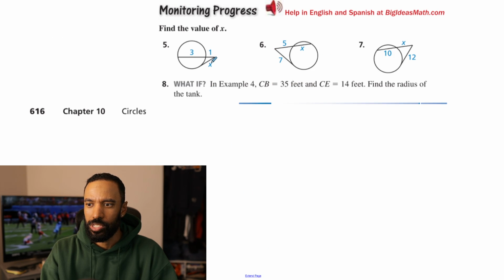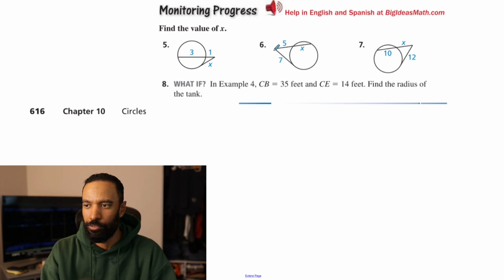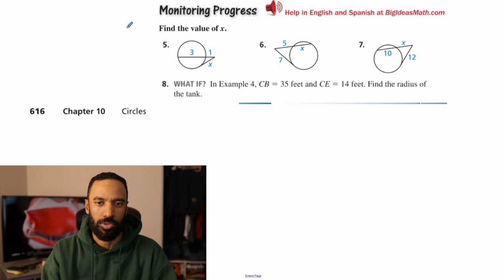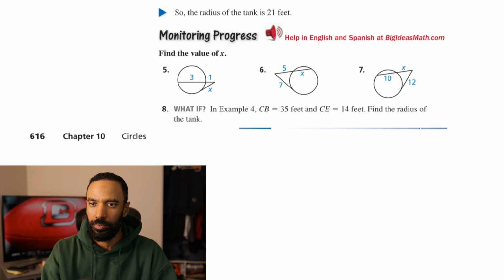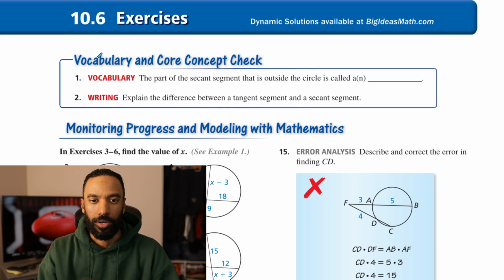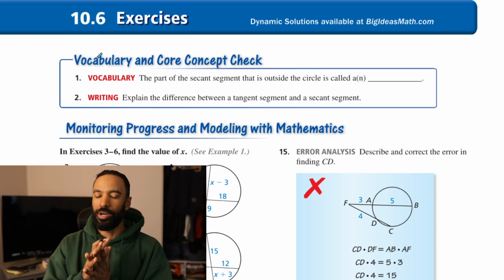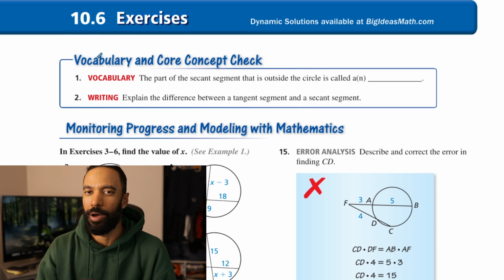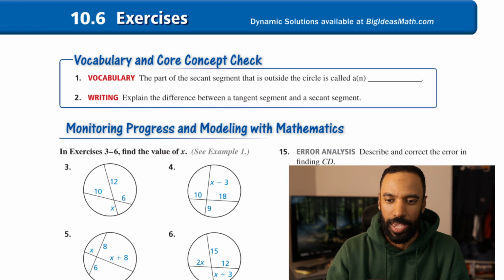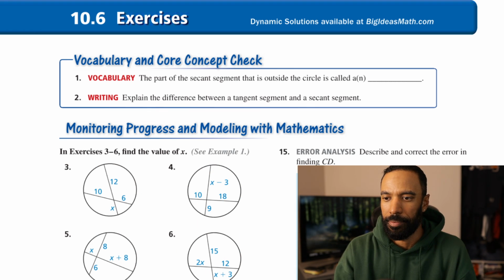These setups here, outside times whole: x squared equals 1 times 4. Outside times whole, 7 times 7, 49 equals 5 times x plus 5. And then 12 times 12 equals x times x plus 10. Outside times whole equals outside times whole. Okay, cool. So that's the problem set, right? It looks like these will be pretty quick examples overall, I hope. But let's start with the vocabulary and core concept check, and we'll go from there.